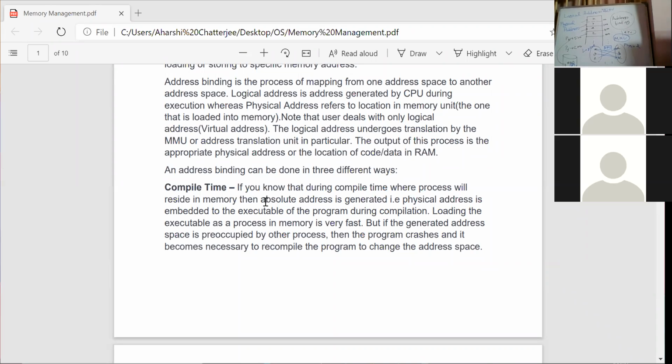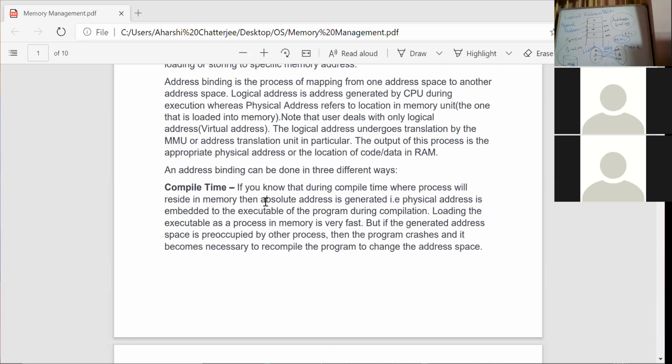Now, if you know during the compile time, that means when the process is compiling, where the process will reside in memory, then the absolute address is generated. That means you know that during the compile time, the process will reside in memory at location 200, suppose.